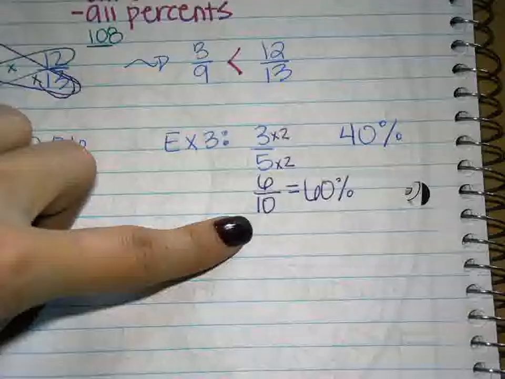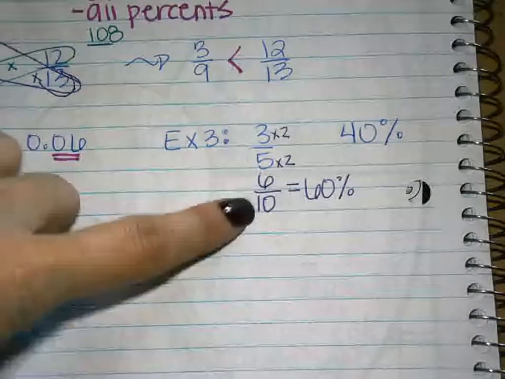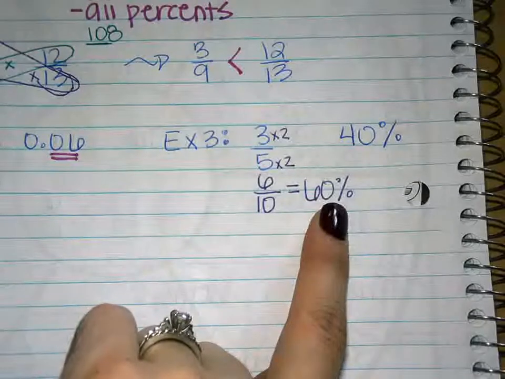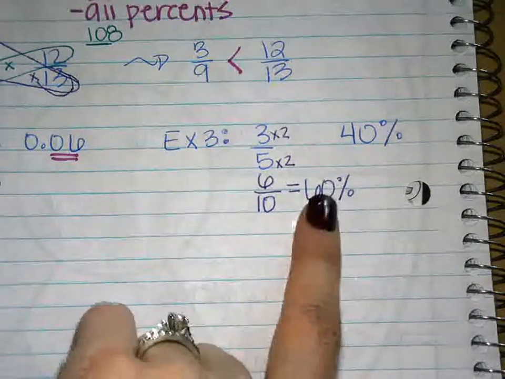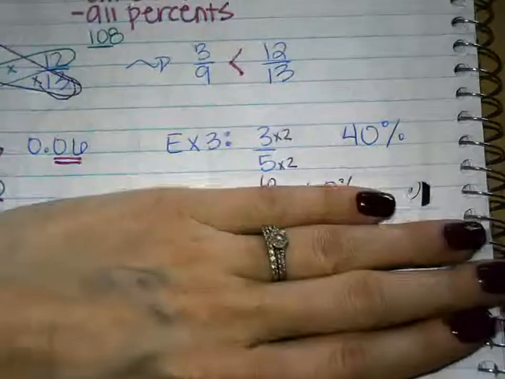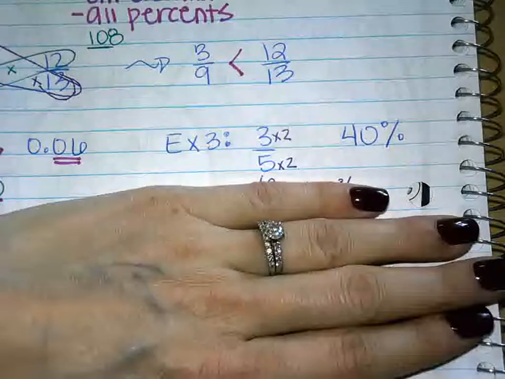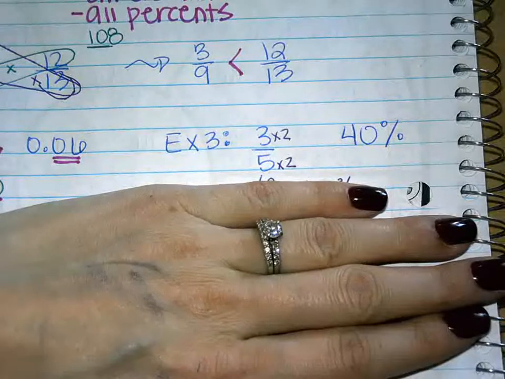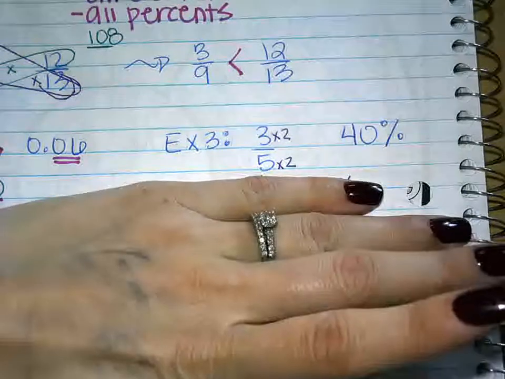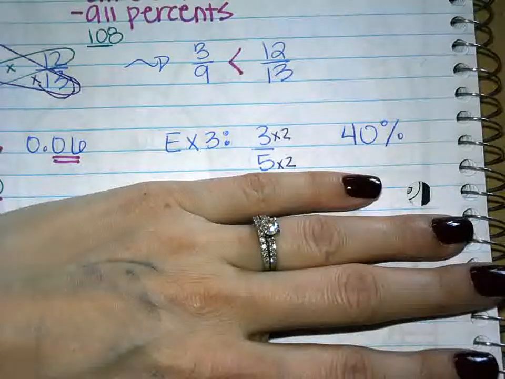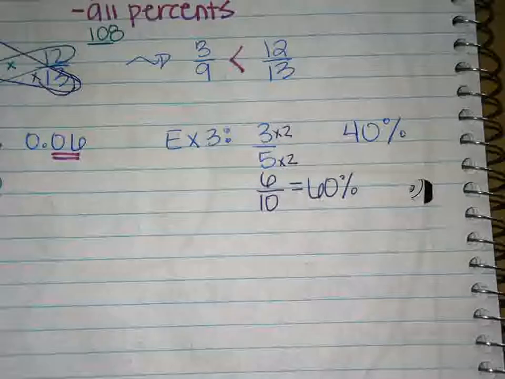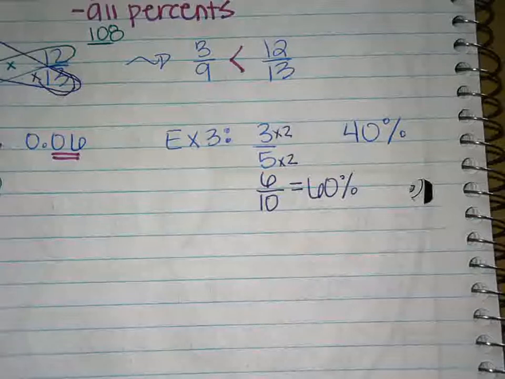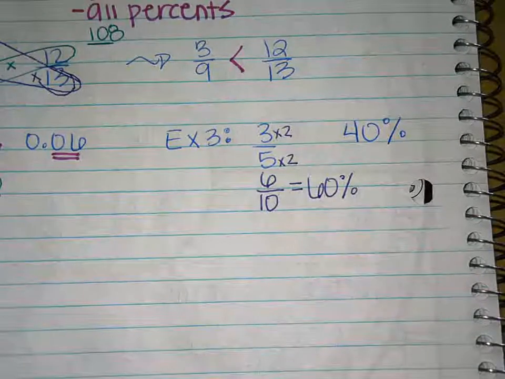I multiply by 2, I get 6 over 10. 6 over 10 is 60%. You just add a 0 behind that numerator. If I don't remember that, what will always work? What could I have done? Divide. I could have divided, right? I could have done 3 divided by 5, and I still would have gotten 60%. No matter what way you do it, you will get the same answer as long as you do it properly.